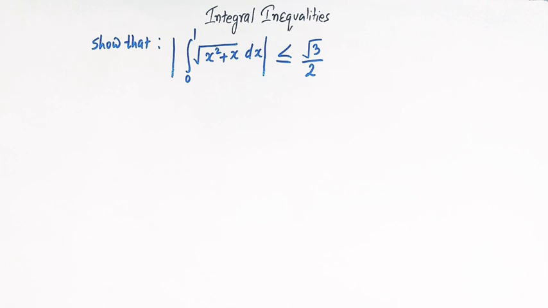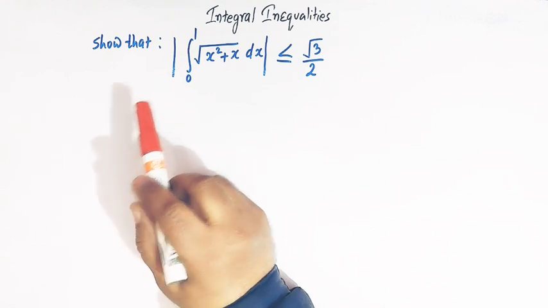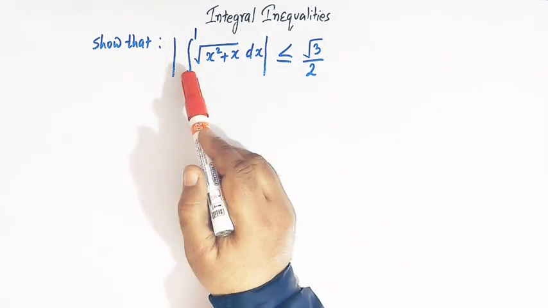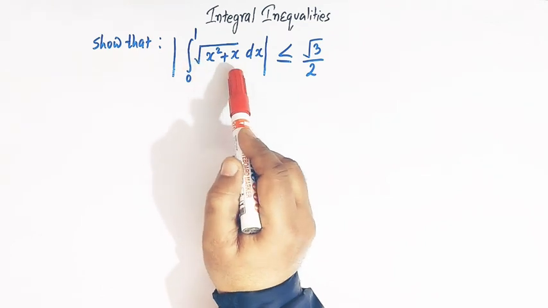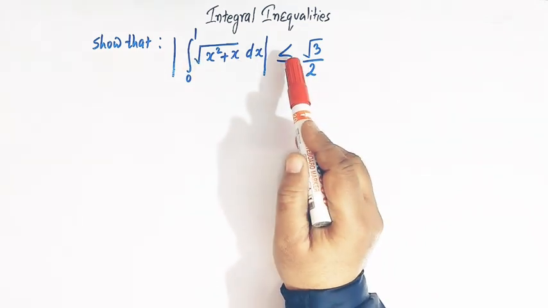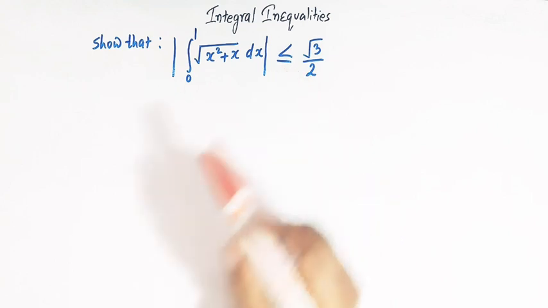Hello viewers, in today's class we are going to discuss yet another important and conceptual problem from integral inequalities. So here once again we have a very important problem from integral inequalities. Here we have to show that the absolute value of the integral from 0 to 1 of square root of x square plus x dx is less than or equal to square root of 3 over 2, right?